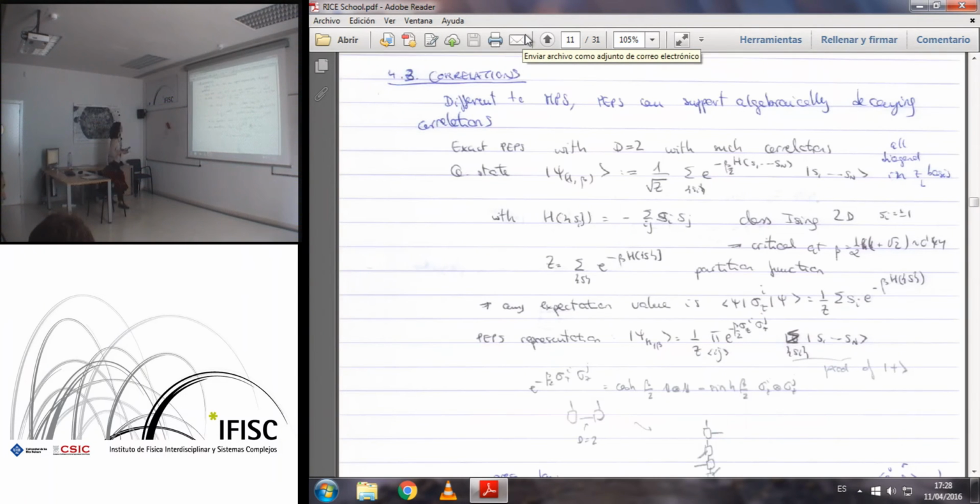So the first thing is that, completely different to what happens for MPSs, PEPS can have algebraically decaying correlations. If you take two-point correlations, they can decay algebraically. You might find this not so surprising because, of course, if you look at how many ways there are to go from one point to another in a one-dimensional lattice, there is only one. So this thing is limited.